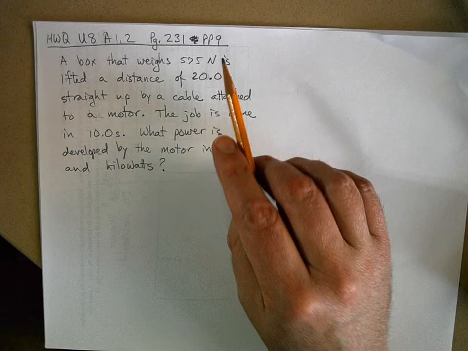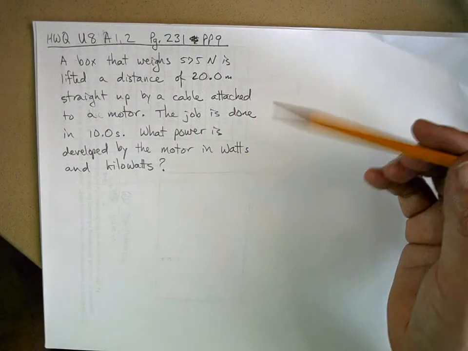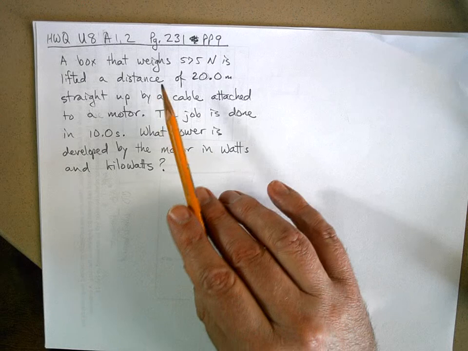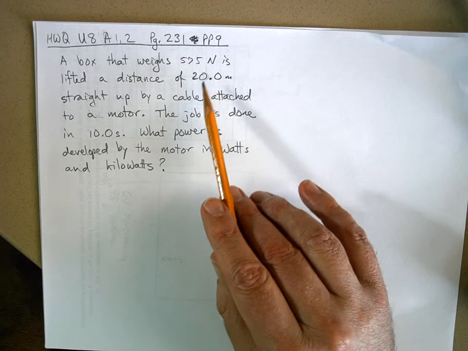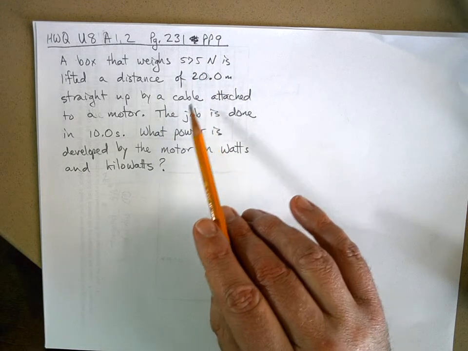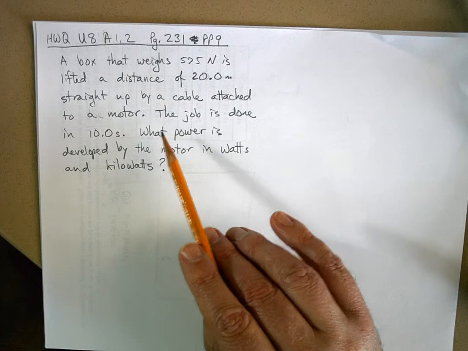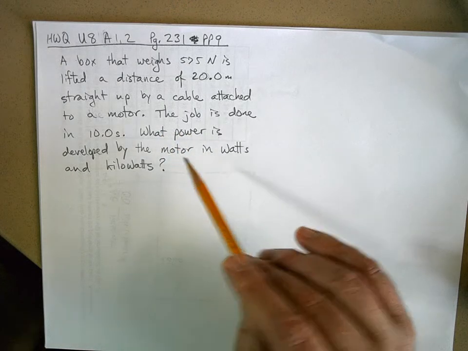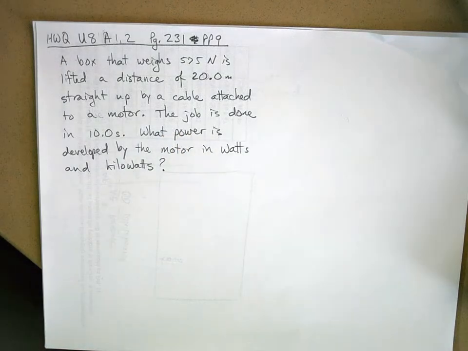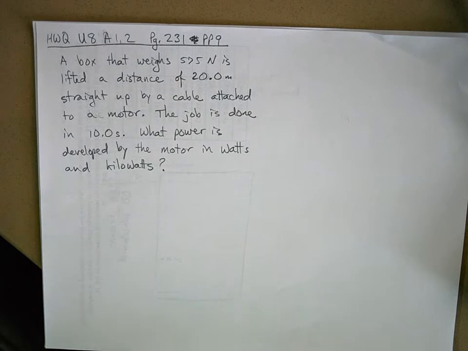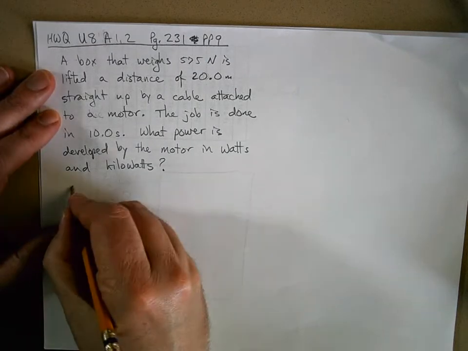Let's do practice problem 9 on page 231, and this is what it says. A box weighs 575 newtons and is lifted a distance of 20 meters straight up by a cable attached to a motor. The job is done in 10 seconds. What power is developed by the motor in watts and in kilowatts? So, given.